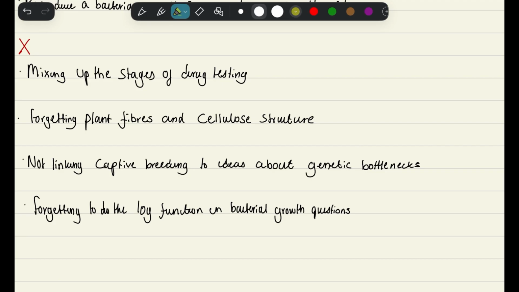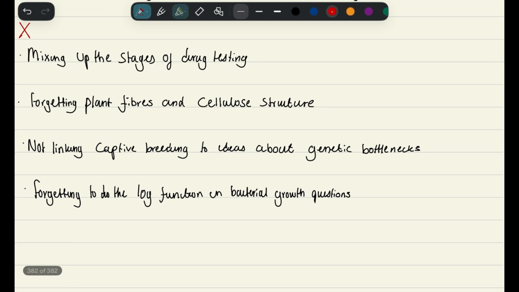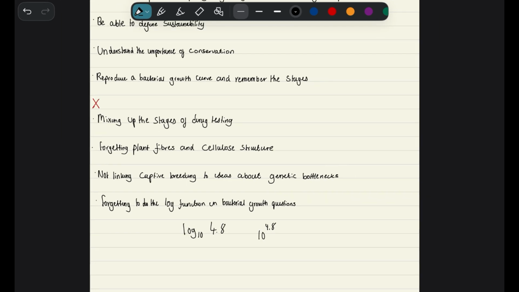And then also, this is a big one. Remember, it's a log function on the bacterial growth curve. It will almost always be a log function. So you need to know how to convert. So for example, if it's log base 10, let's just say it's log base 10 of 4.8. To reverse that, you need to do 10 to the power 4.8. Just remember that. Yeah. Okay.